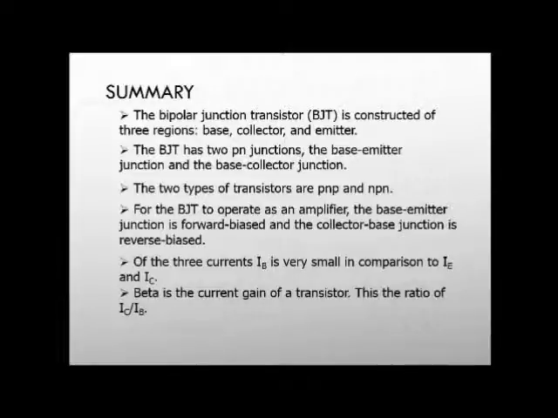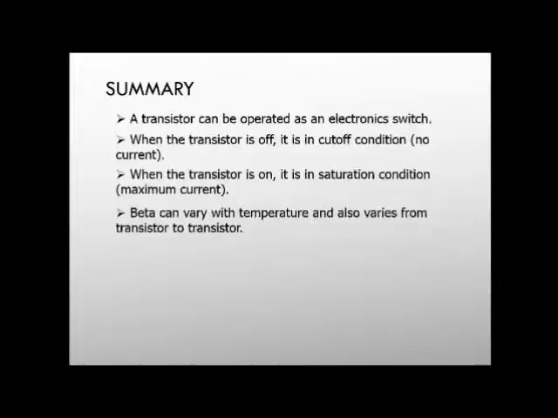Of the three currents, IB is the smallest one, and it is very small in comparison to IE and IC. Beta is the current gain of the transistor. In case of common emitter configuration, it is given as the ratio of IC by IB. Now the transistor can operate as an electronic switch whenever it acts in the cutoff region and saturation region. In case of the cutoff region, the transistor is off. In case of the saturation region, the transistor is on.